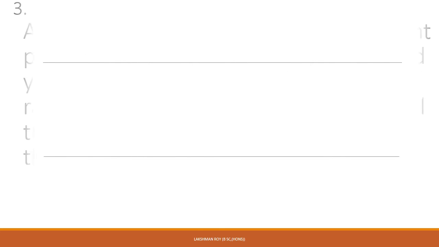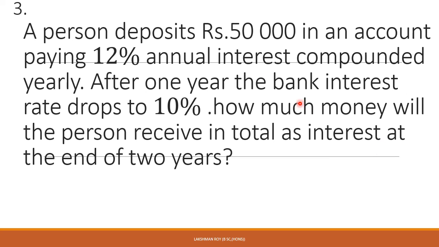Another question here I am going to give you. A person deposits 50,000 rupees in an account paying 12% annual interest compounded yearly. Then after 1 year, the bank interest drops to 10%. Because here 12%, now that one drops to 10%. Now how much money will the person receive in total as interest, only interest, at the end of 2 years, right? So you can follow methods to find that one.